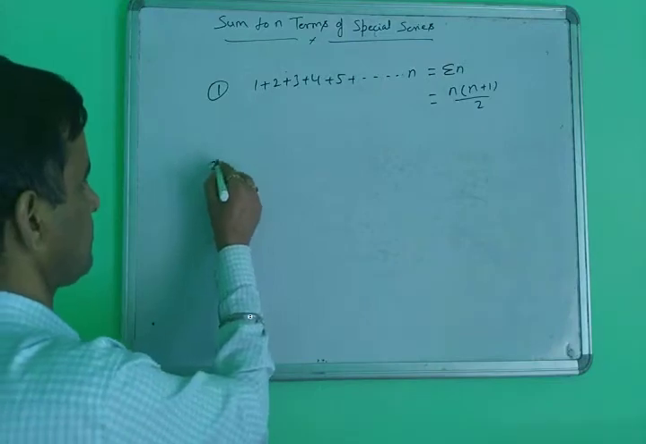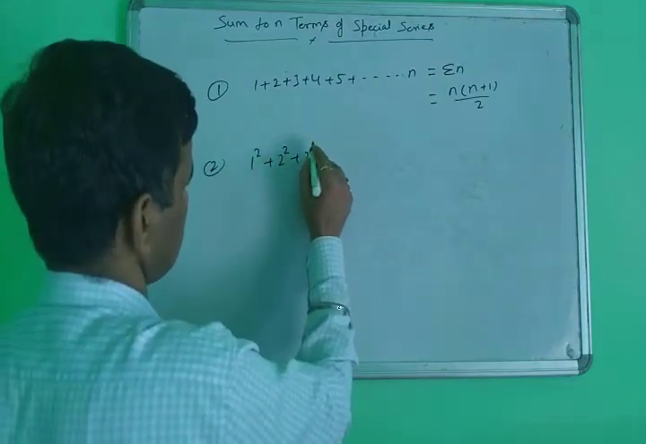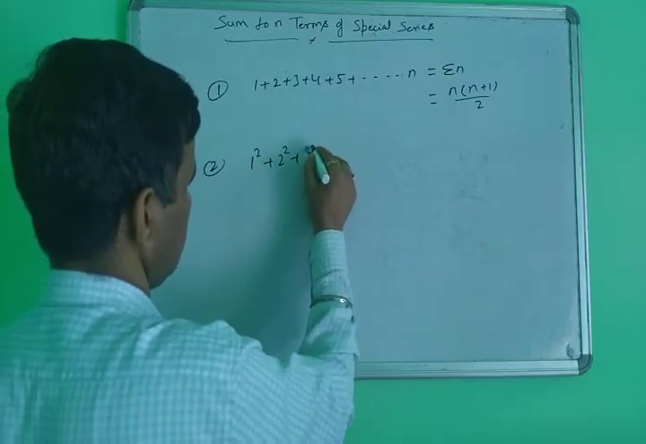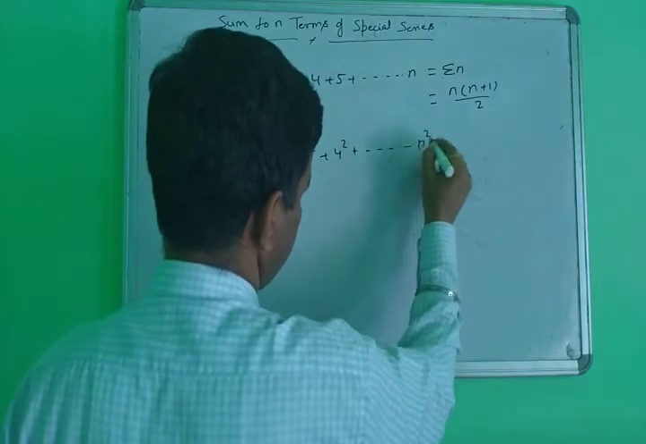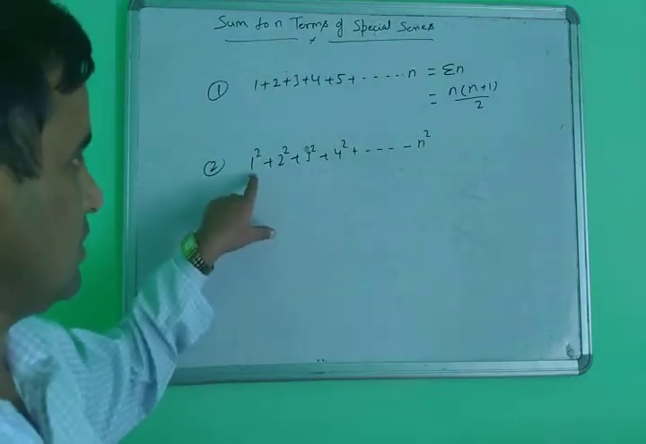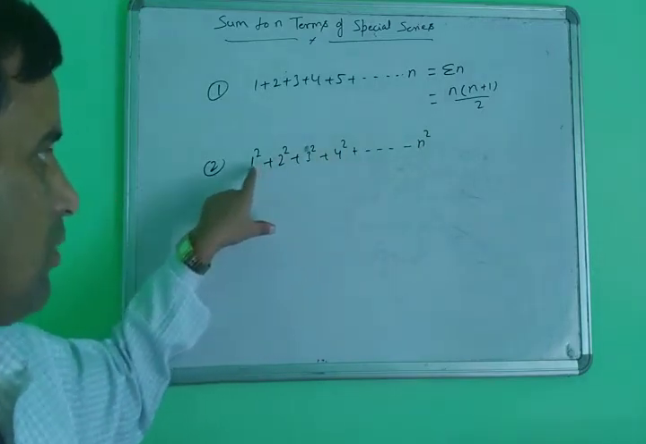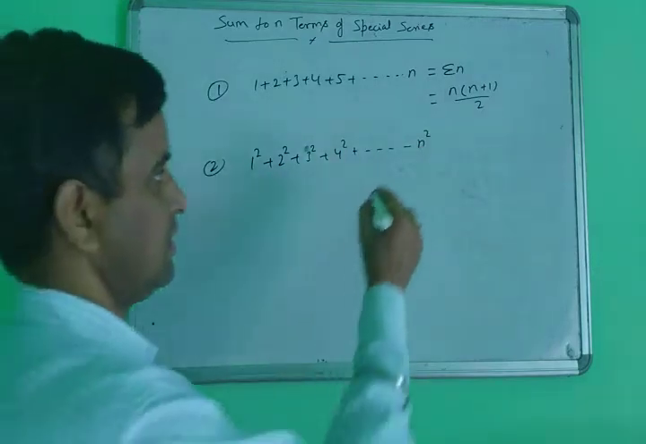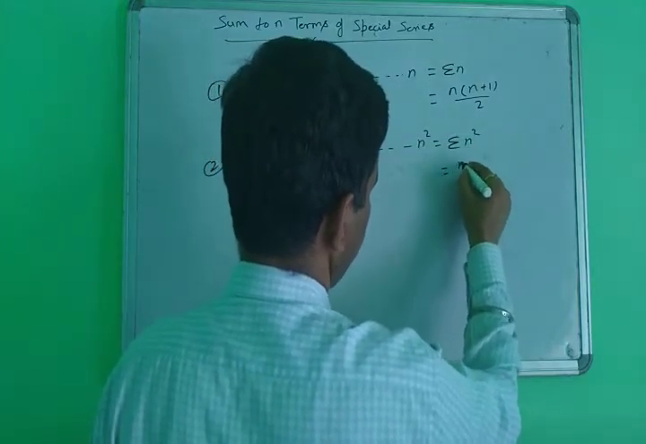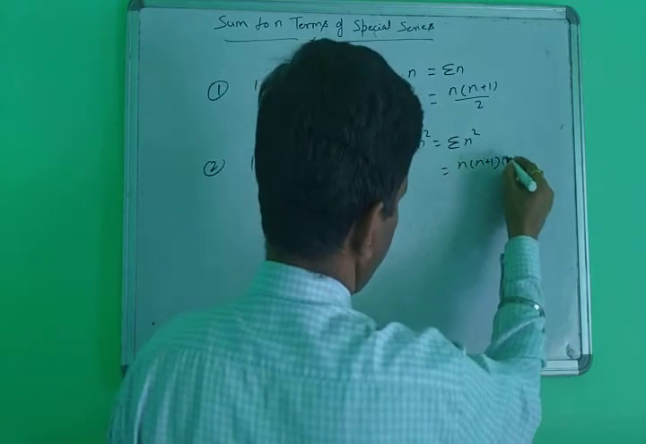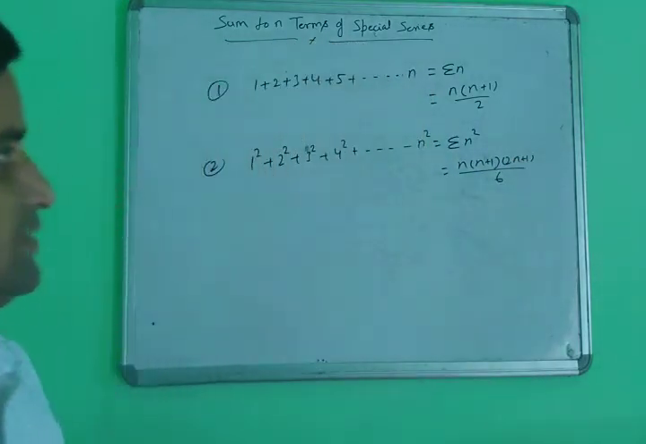Second, 1 square, square of 2, square of 3 plus square of 4 plus up to square of n. This is the sum of the squares of the n terms of the natural numbers. This is the sum of the series of the squares of the n terms of the natural numbers. Then you can say sigma n square equals n into n plus 1 into 2n plus 1 upon 6. This is the value of this.